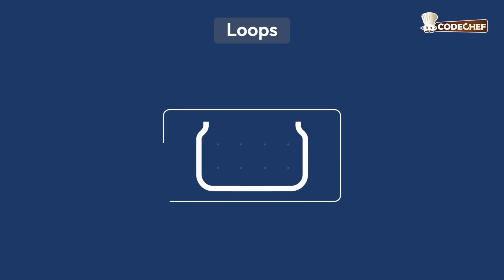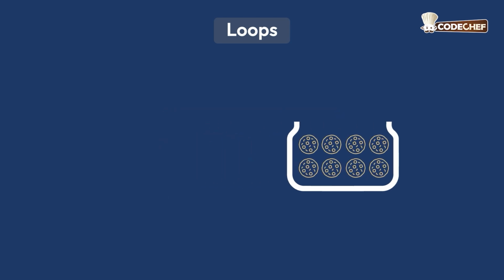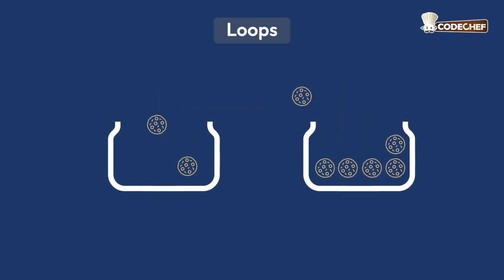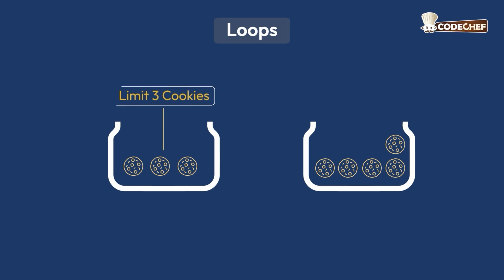Let's say you have a jar of cookies and you want to stop eating more than 3 cookies. So every time you pick and eat a cookie, you keep track of the count. Now this process repeats until you reach the limit, that is the 3 cookies. Let's try to solve this using a while loop.